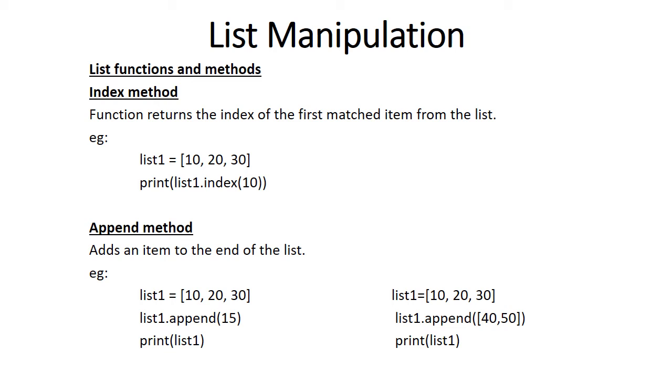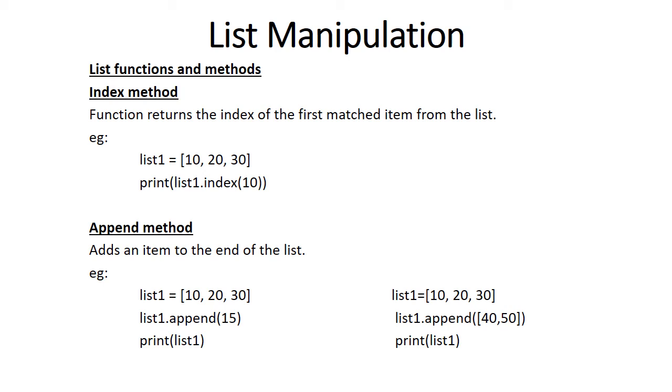The very first method, index method. The index method returns the index of the first matched item from the list. Example, list 1 is equal to 10, 20, 30. Print list 1 dot index of 10. That means it will print the index of the first matched item. So here the index will be 0.